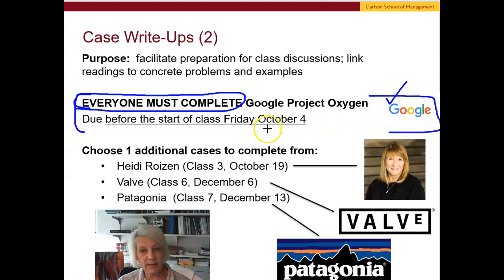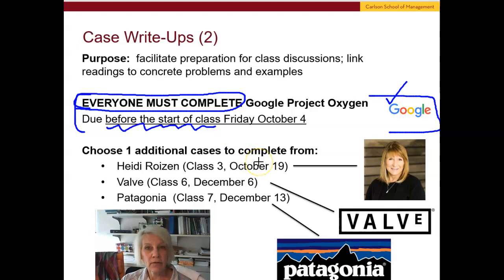So everybody must complete the Google Project Oxygen case. This is a very fun case. It's talking about a project that Google took on to try to understand what really made good managers in their organization. And it's a case that does a nice job of illustrating an organization using evidence-based management in people management decisions. This is due before the start of class. The Dropbox closes at the start of class, so you need to finish it before we come into class on Friday, October 4th, and upload it to have this assignment completed on time.